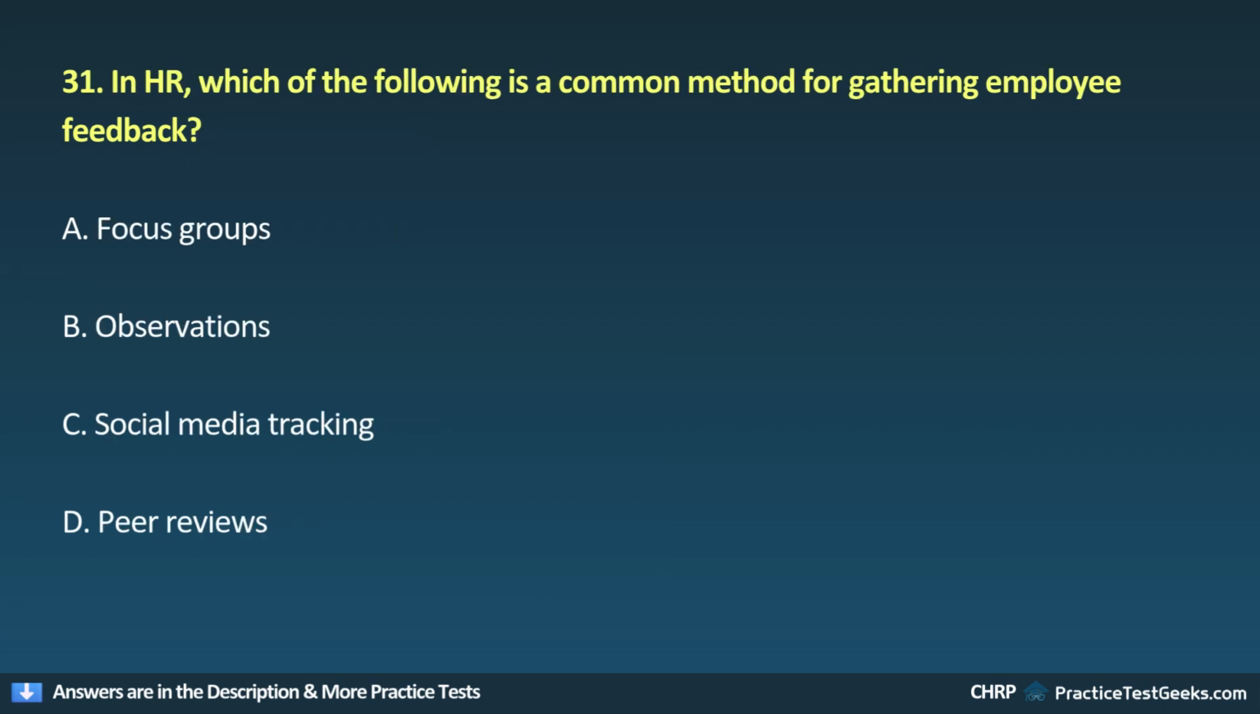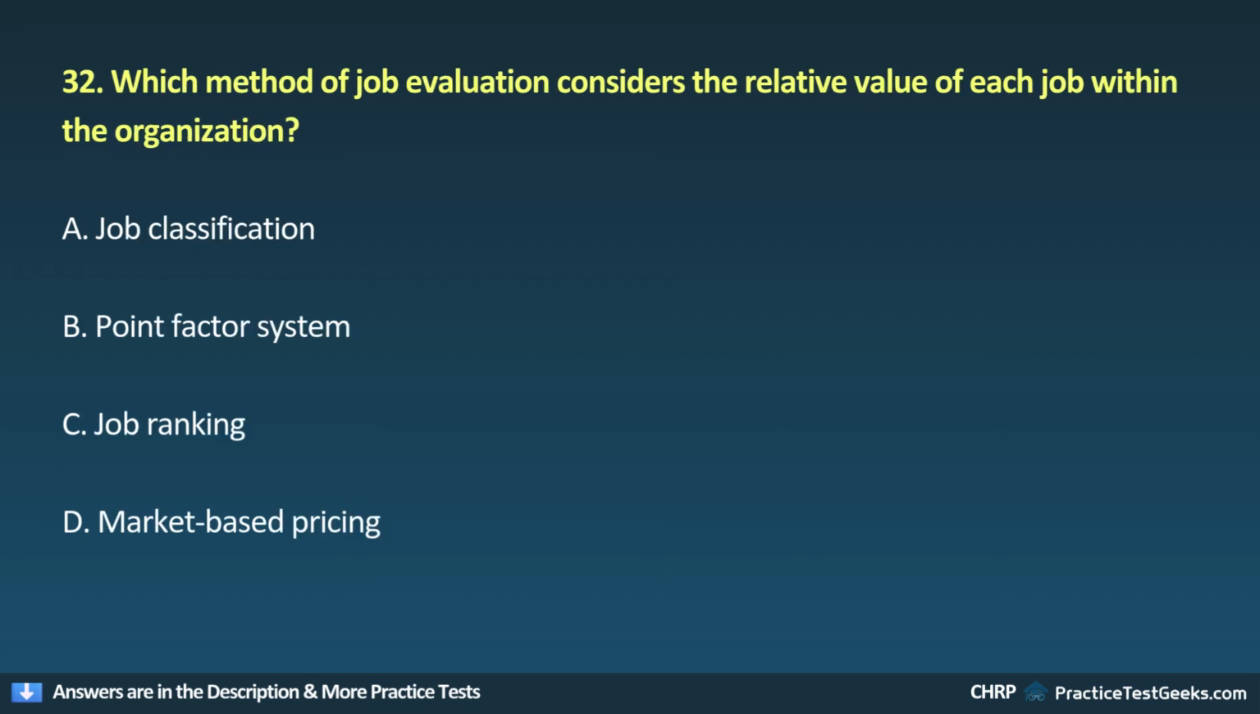31. In HR, which of the following is a common method for gathering employee feedback? A. Focus groups. B. Observations. C. Social media tracking. D. Peer reviews.